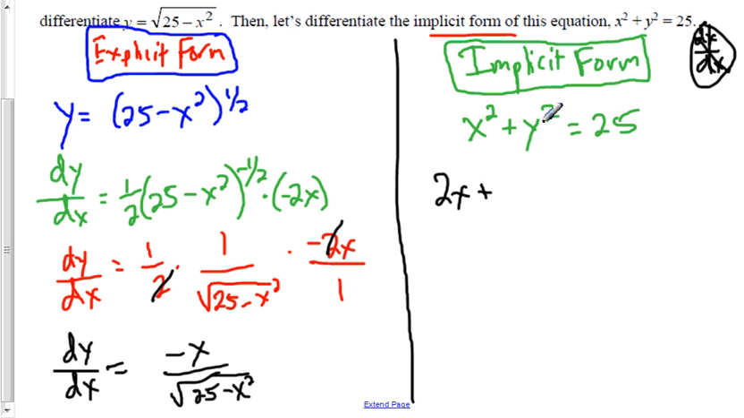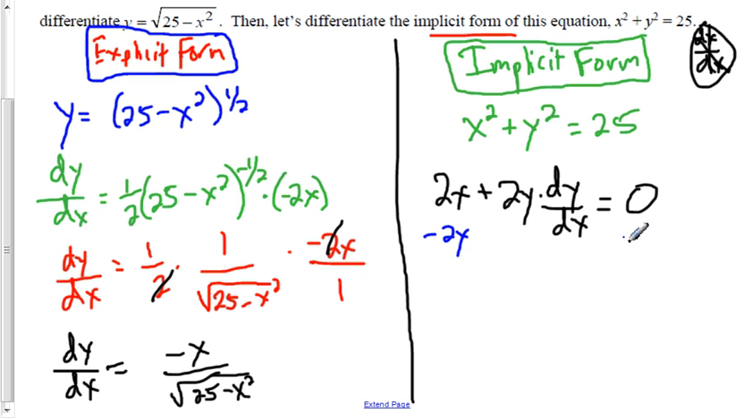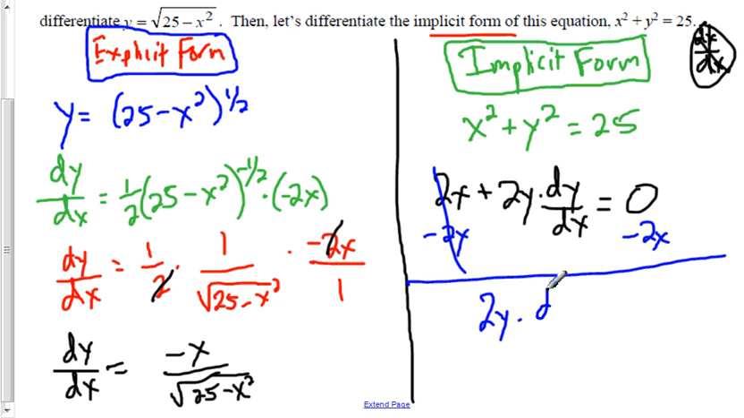But now here, what's the derivative of y squared? Hey, that's 2y, and then I took the derivative of y with respect to x, so I have to write that dy dx. And then the derivative of a constant is 0. And now, just like over here, I have dy dx equals, now I just have to solve this for dy dx. So first thing I'm going to do is subtract 2x from each side. That's gone. So I have 2y times dy dx equals negative 2x. And now I want to get dy dx by itself, so we divide both sides by 2y.